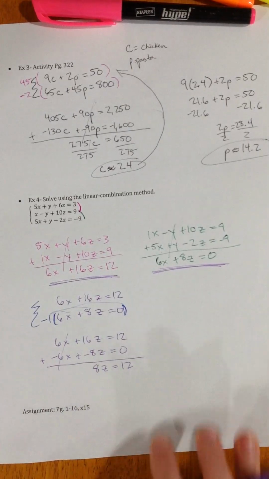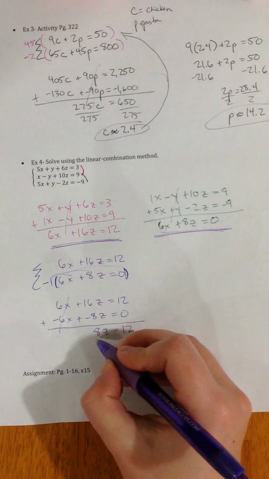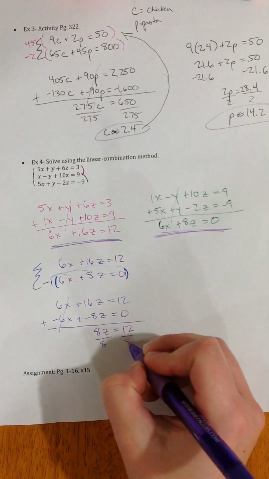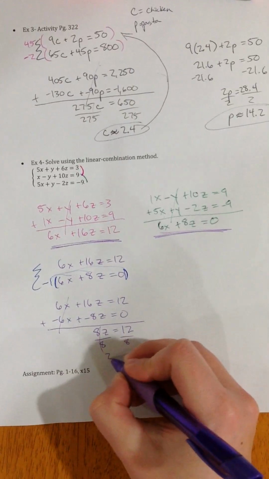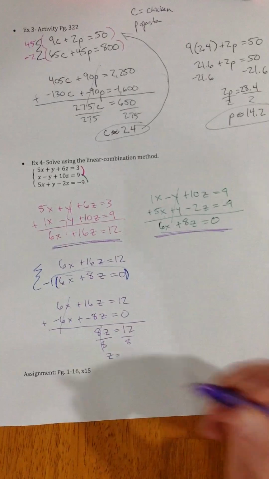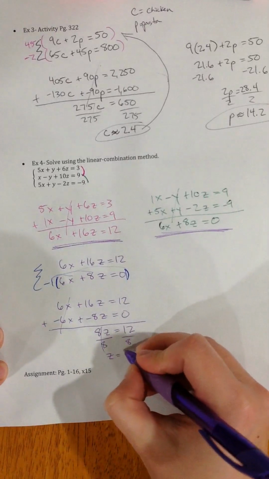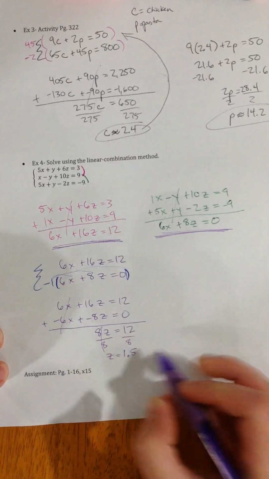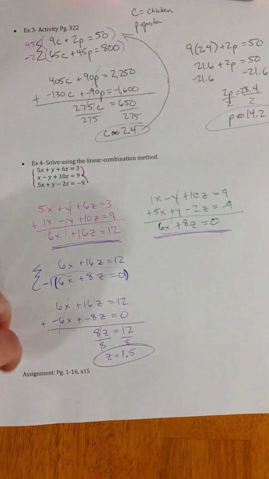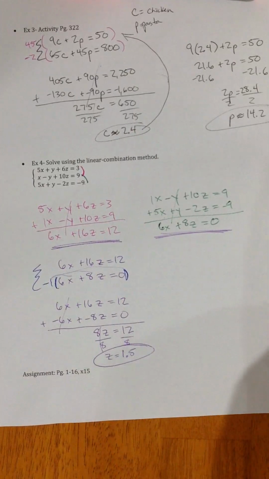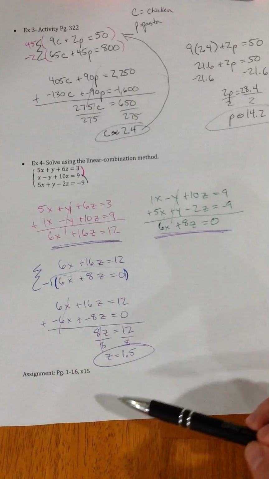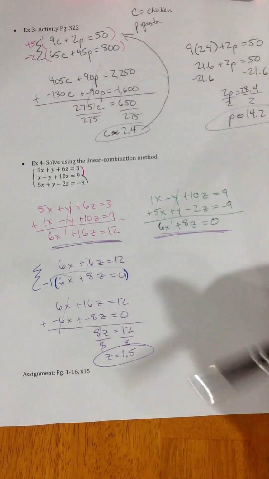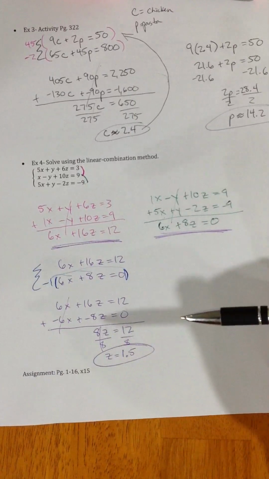And now we're down to just one letter, just like we were with the previous ones. So divide by 8 goes away. Z would be equal to 12 divided by 8, which would be 1.5. So that gives us one answer. Now that we've got that one, we can use that to find our other two. So here we know our z is 1.5.